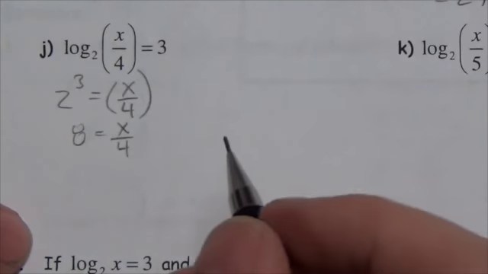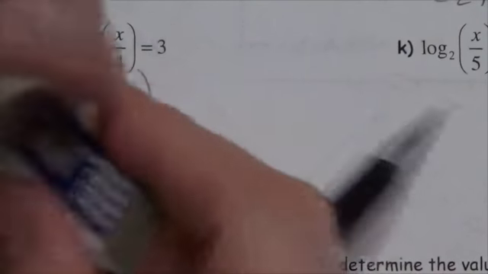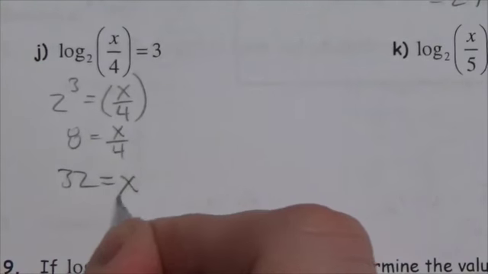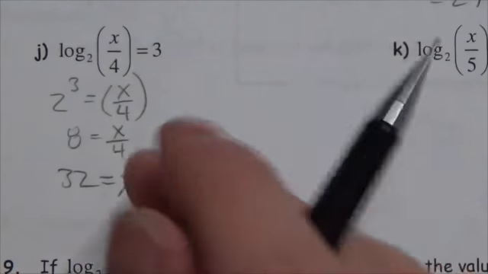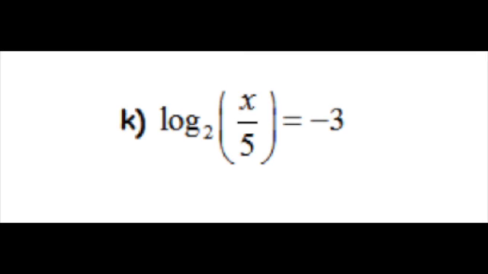And then for me to get the x by itself, I'm just going to multiply through by 4, and I'll get 32. Whoops, 32. 32 is equal to x. Okay, that one kind of fell into our lap really quickly, nicely. Log base 2 of x over 5 equals negative 3.